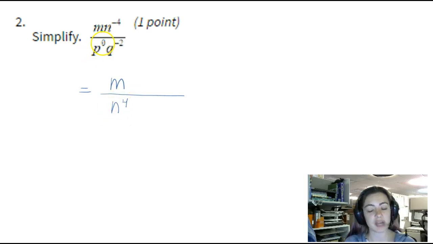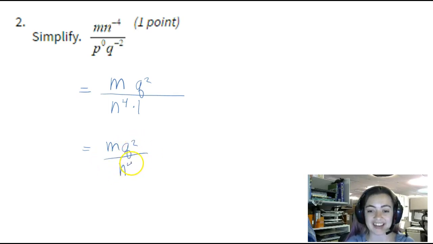P to the 0 power. Anything to the 0 power is 1. So you could write 1 down below, or you don't have to, because you know that anything times 1 is itself. Now q to the negative 2 power, since it's a negative power, instead of the denominator, it's going to go in the numerator with a positive power. So your final answer is m q squared all over n to the 4th.